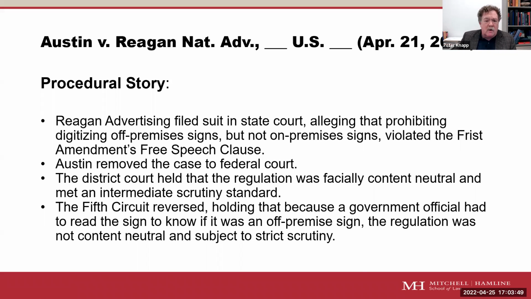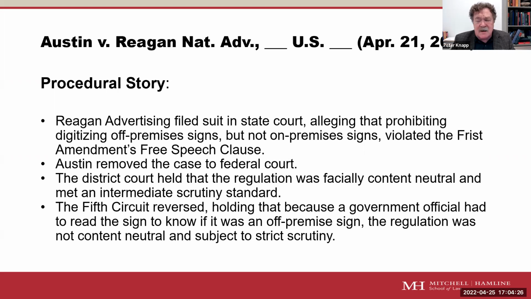Procedurally, what happened once those permits were denied is Reagan Advertising filed suit in state court. And they alleged that forbidding the digitization of their signs, or denying their application to do so, and not doing that with on-premises signs, treated them differently and violated the First Amendment's free speech clause. City of Austin says, well, here we are in Texas state court. Let's get ourselves over to federal court.